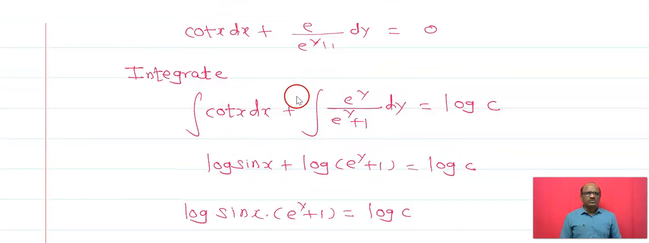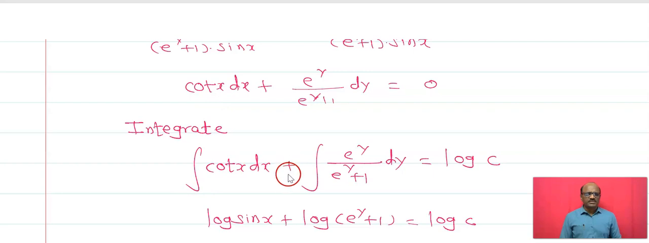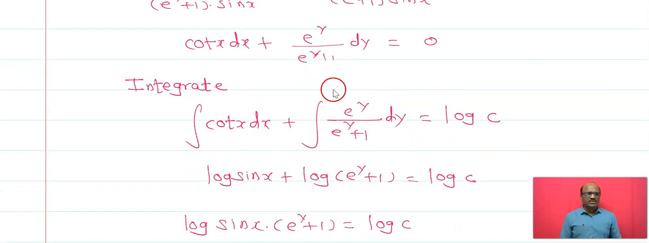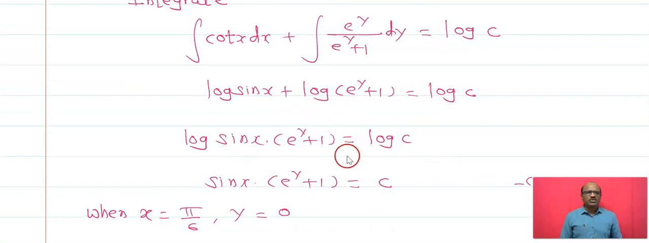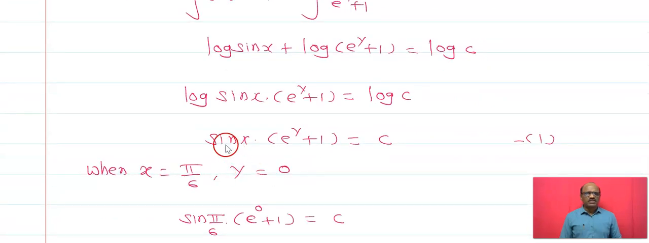Now integrating on both sides, what is the integral of cot x dx? That is log of sin x. And what is the integral of e raised to y upon e raised to y plus 1 into dy? That is log of e raised to y plus 1, that's equal to log c. By using the properties of logs, the log of sin x into e raised to y plus 1 is equal to log c. Taking the antilog on both sides, you will get sin x into in bracket e raised to y plus 1 is equal to c. This is equation number 1.